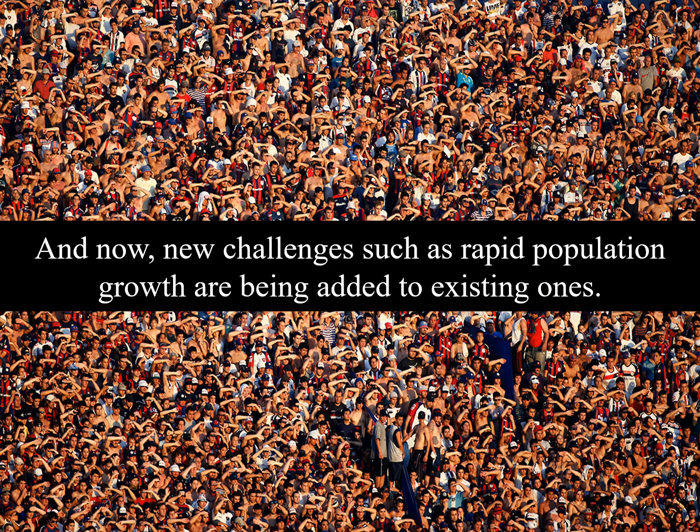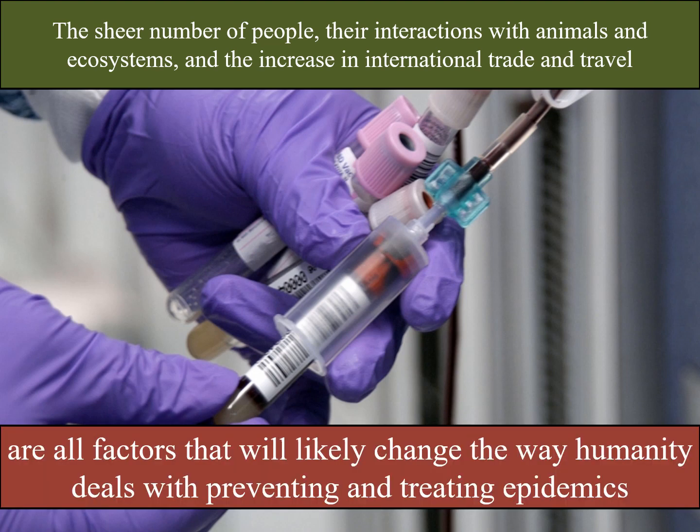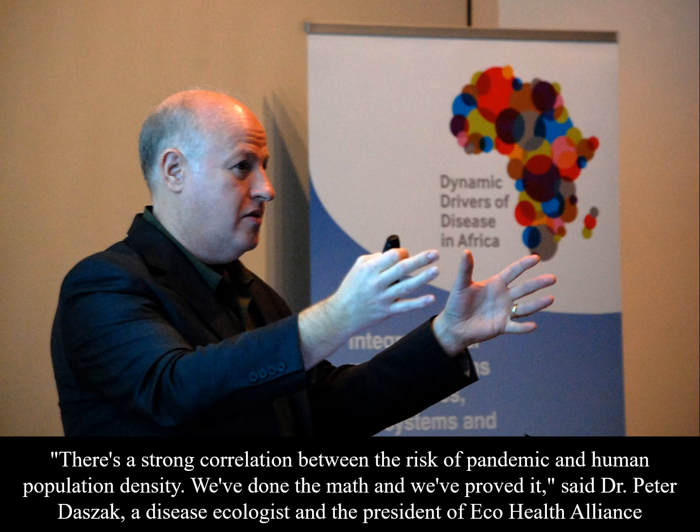And now, new challenges such as rapid population growth are being added to existing ones. The sheer number of people, their interactions with animals and ecosystems, and the increase in international trade and travel are all factors that will likely change the way humanity deals with preventing and treating epidemics and pandemics. There's a strong correlation between the risk of pandemic and human population density. We've done the math and we've proved it.